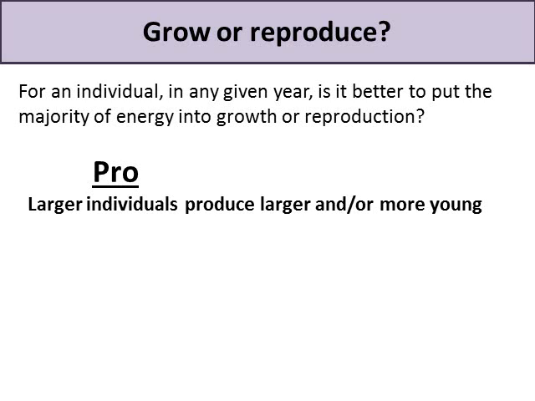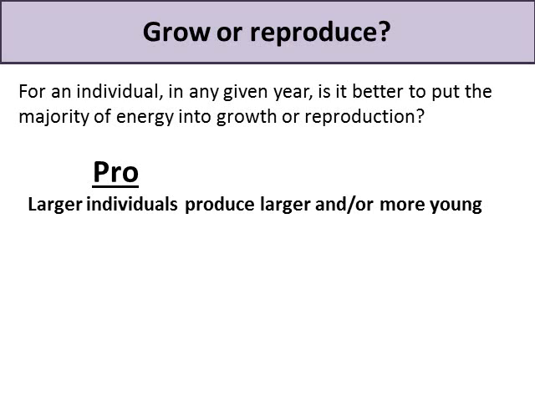So another life history characteristic is growth. Now remember that principle of allocation: there's only so much energy an organism has. And so they can grow or reproduce. I'm talking about in any given year. So in any given time period, you only have so much energy during your growing season. And you can either put the majority of that energy into growth, or you can put the majority of that energy into reproduction. So the pros: well, larger individuals produce larger and/or more young.